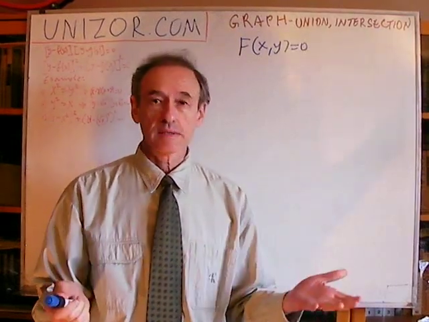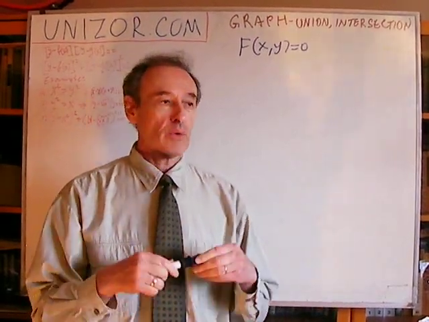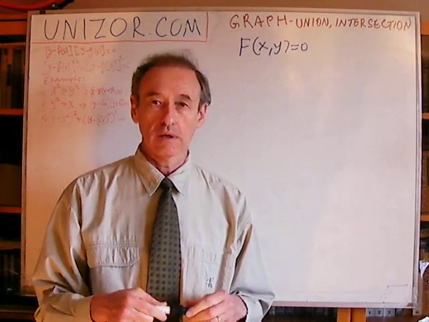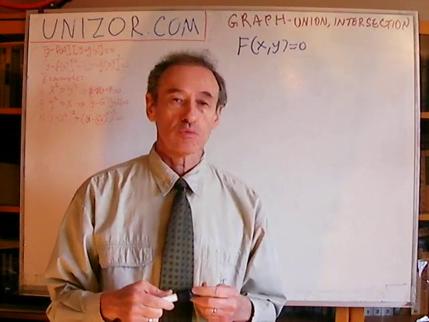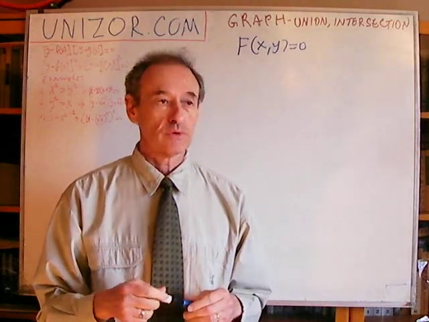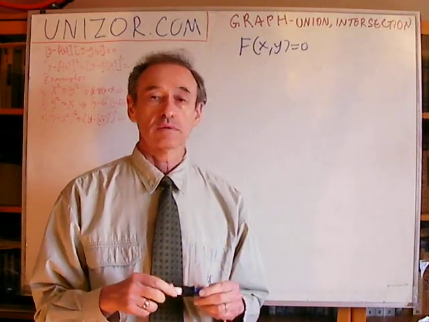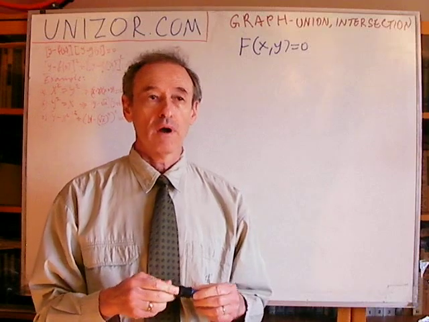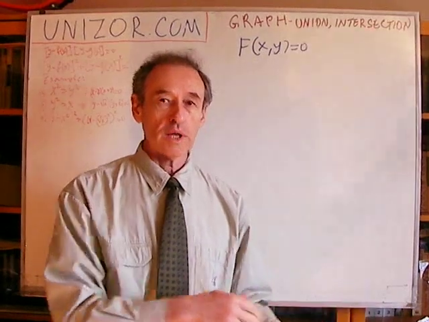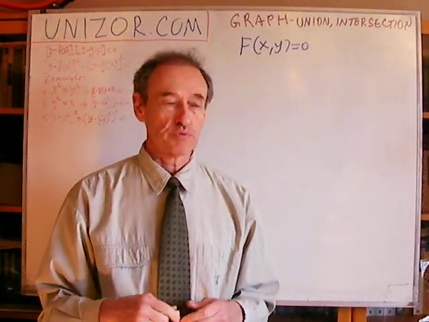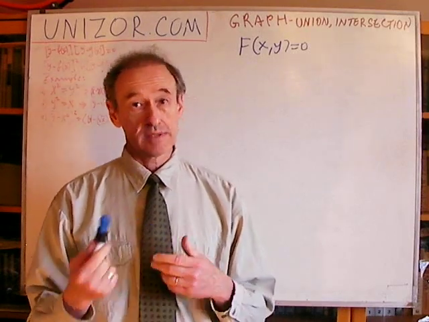So let's consider that your graph should consist of two separate pieces. How can you represent algebraically the equation which represents this combined graph? Or alternatively, if you know that the points of your graph are actually the intersection of points which belong to one graph and points which belong to another graph, how to algebraically express this intersection of two graphs.